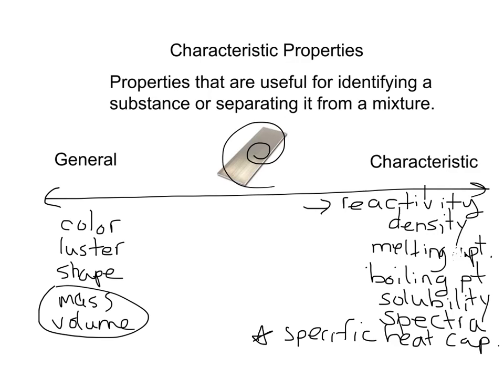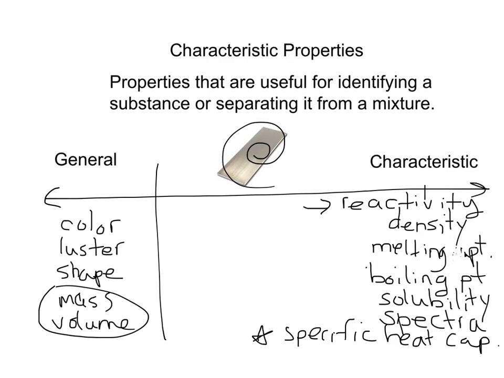So the general properties are things I expect you already can figure out. You can probably figure out how colorful or lustrous your object is. You can tell me what shape it has. You can find mass and volume pretty accurately right now. But the rest of these things you might need some help with. Finding out the specific heat of your substance, looking at spectra, finding solubility, looking at boiling and melting point, density. We've done a few times, but you still may need some help with that.